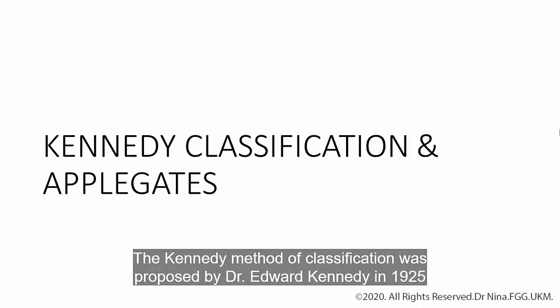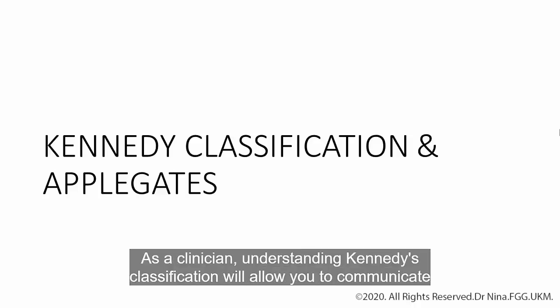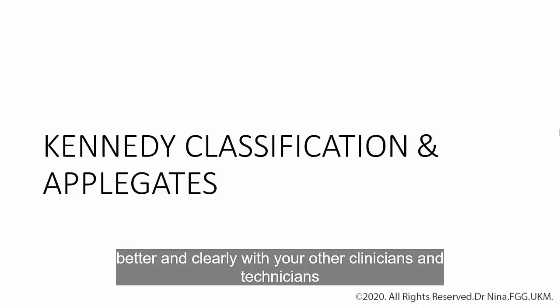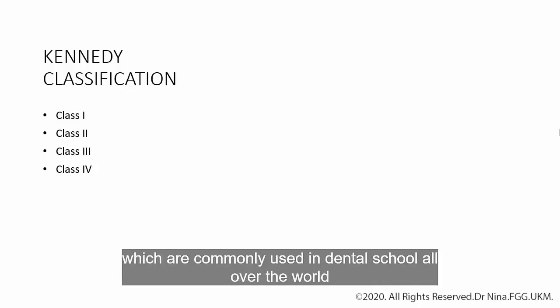The Kennedy method of classifications was originally proposed by Dr. Edward Kennedy in 1925. It attempts to classify the partially edentulous arch in a manner that suggests certain principles of design for a given situation. As a clinician, knowing or understanding Kennedy classifications will help you to communicate better and clearly with your other clinicians and technicians. Under Kennedy classification, there are four major groups of partially edentulous arch which are commonly used in dental school all over the world.